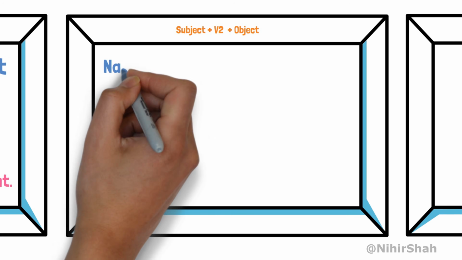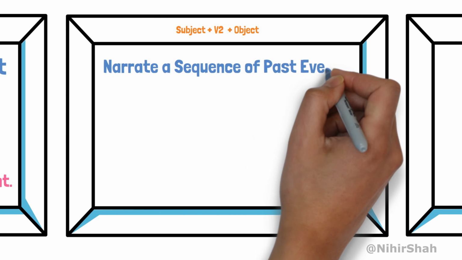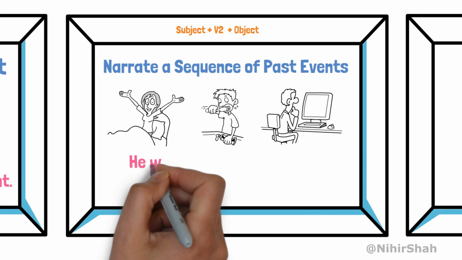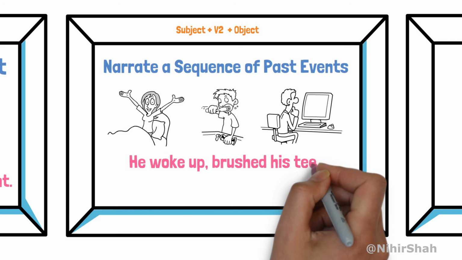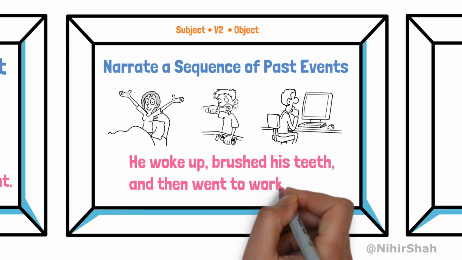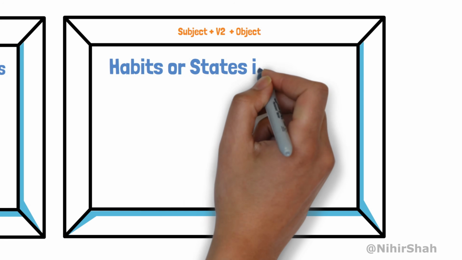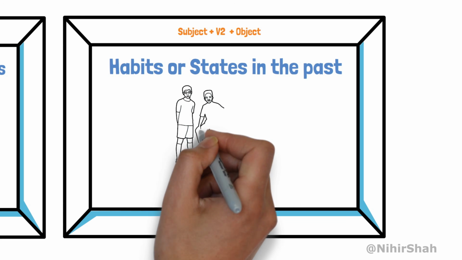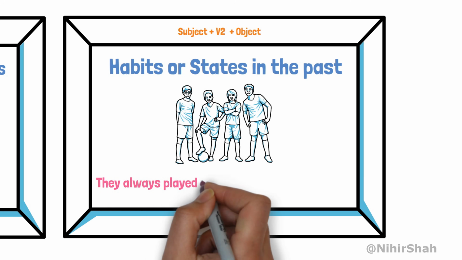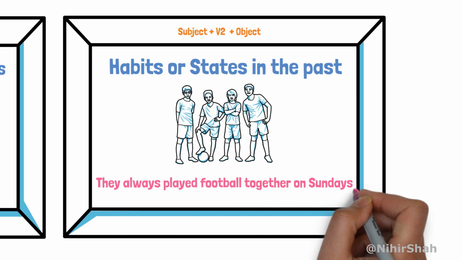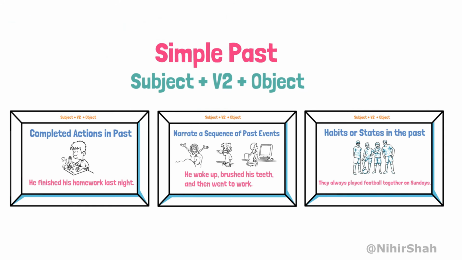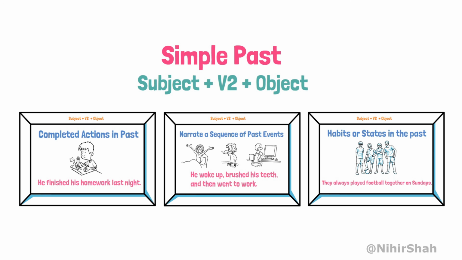Number 2, to narrate a sequence of past events. He woke up, brushed his teeth, and then went to work. And number 3, to express habits or states in the past. They always played football together on Sundays. So, the simple past tense is used to convey a sense of definiteness and completion regarding the action or event in the past.